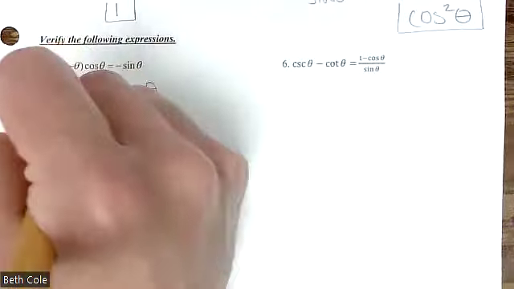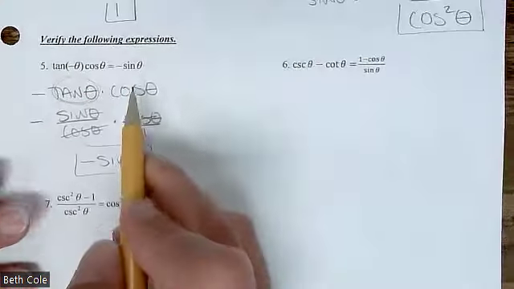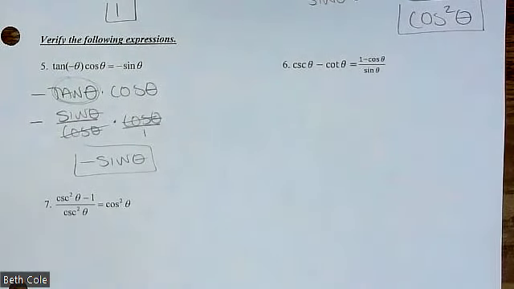All right, and then the cosines are going to cancel, and you get negative sine of theta, which, oh my goodness, is what it says right there. Isn't that cool? So it's like the answer's on the paper, which is nice.